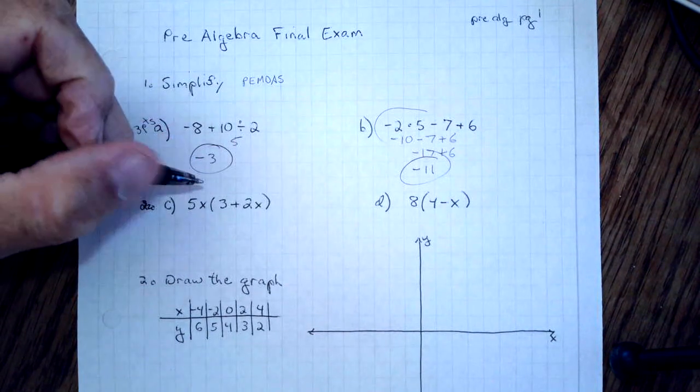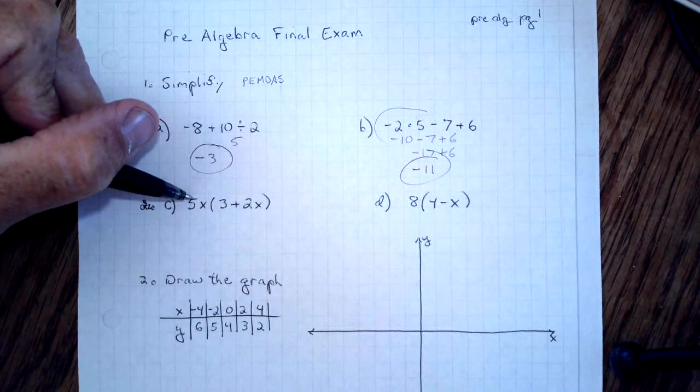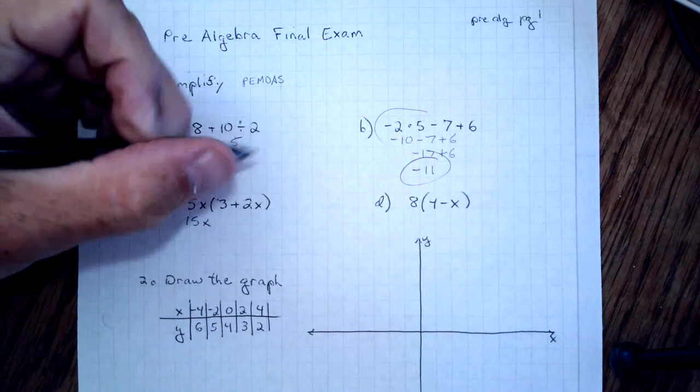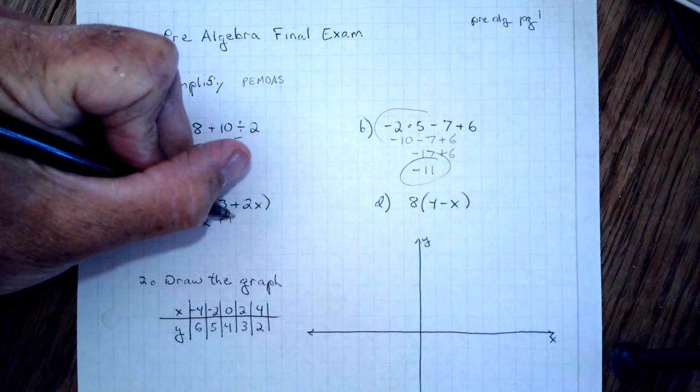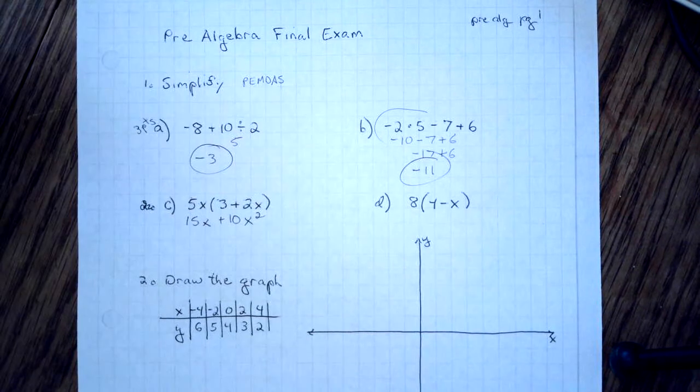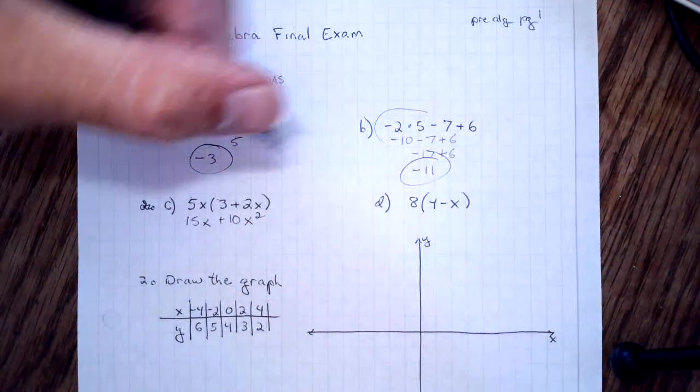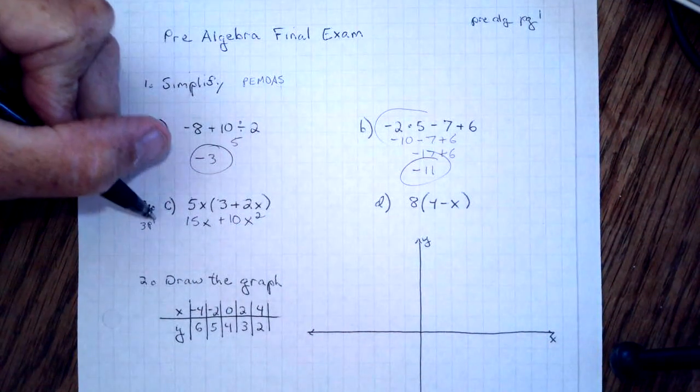C, this is using the distributive property. 5x times 3 is 15x. 5x times 2x is 10x squared. And there is no solution to this. You're just simplifying it. That's as much as you can do. This is, again, worth 3 points.